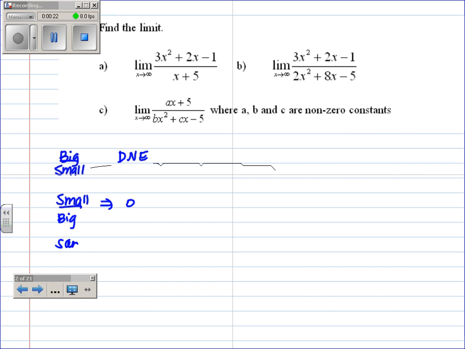You have the same power on top and bottom. So you're looking at the biggest power. The biggest power rules. You have the same power, it's the coefficient. So in this case, you have big over small. So D and E. You have the same power, so it's your coefficients. Small over big, so the answer is 0.